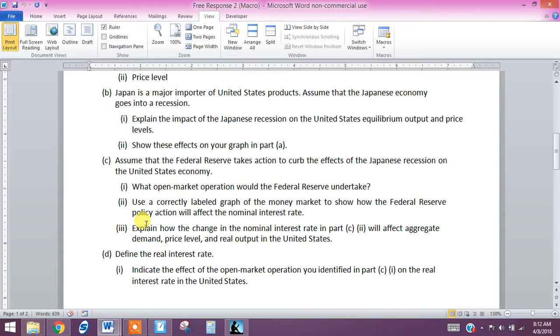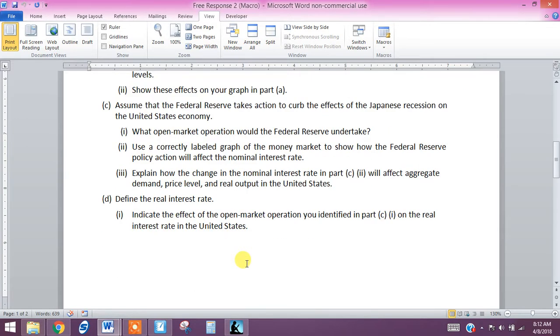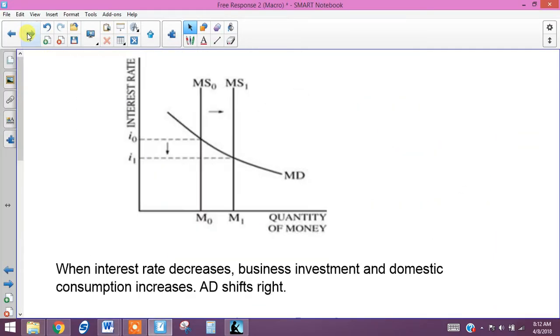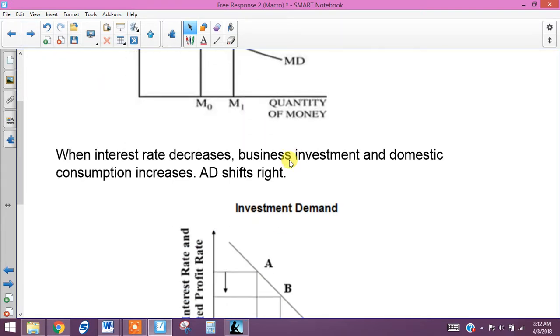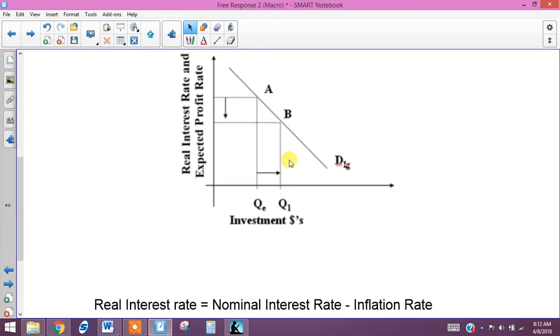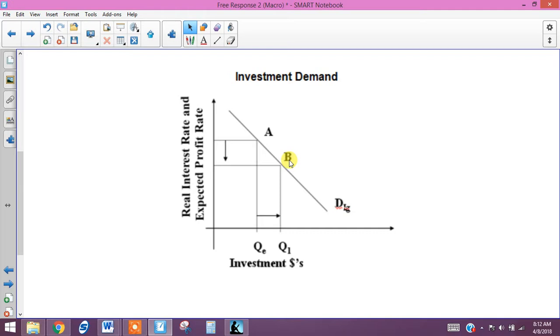Now, next we want to define, in part D, real interest rate. Well, for real interest rate, let me jump back over here. I think I have that in the next one. Yeah, right here, sorry. I skipped this a little bit. Actually, I wanted to show this, right?